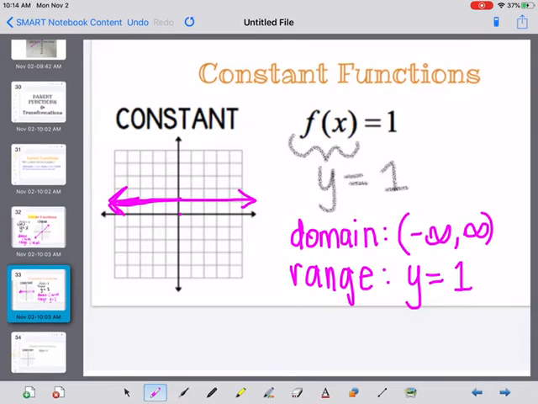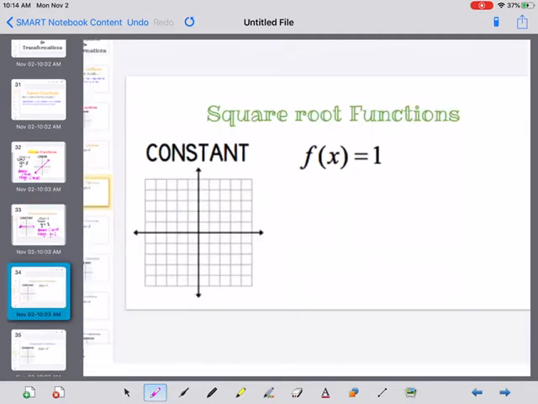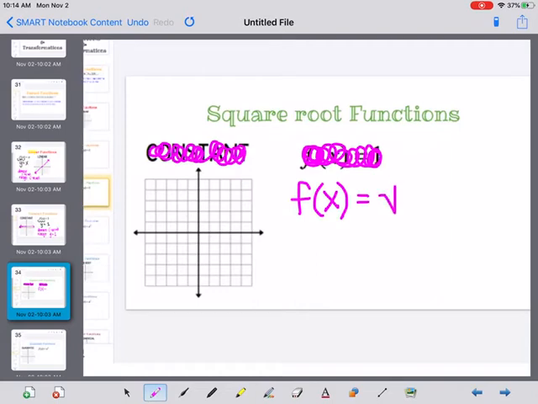Our third parent function is a square root function. Obviously that's not a square root on the slide, so we're going to cancel that, it's a typo. We're working with a square root function. And our square root function looks like, obviously, a square root. So we have the square root of x. So anytime you see your equation start with the square root of x, you know that your graph is going to look like this. It kind of looks like an arrow, a shooting star kind of.